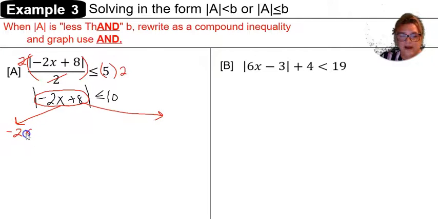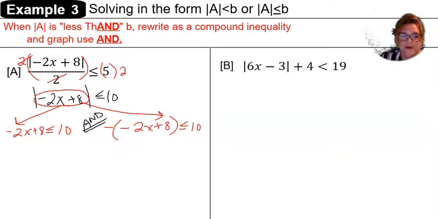Either negative 2x plus 8 is positive, and that number is less than or equal to 10. Or it could be the case that the negative 2x plus 8 is actually a negative number that is less than or equal to 10. We're going to solve both of these, and then join them together with an "and." So on this side, we subtract 8 from both sides, and we have negative 2x is less than or equal to 2.